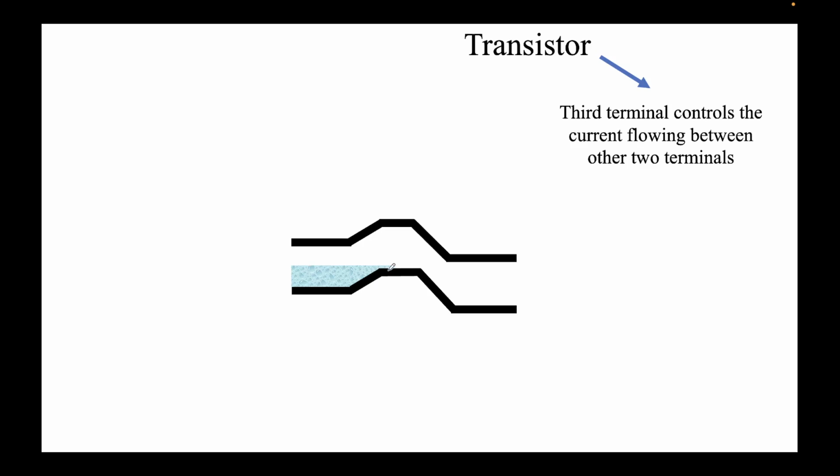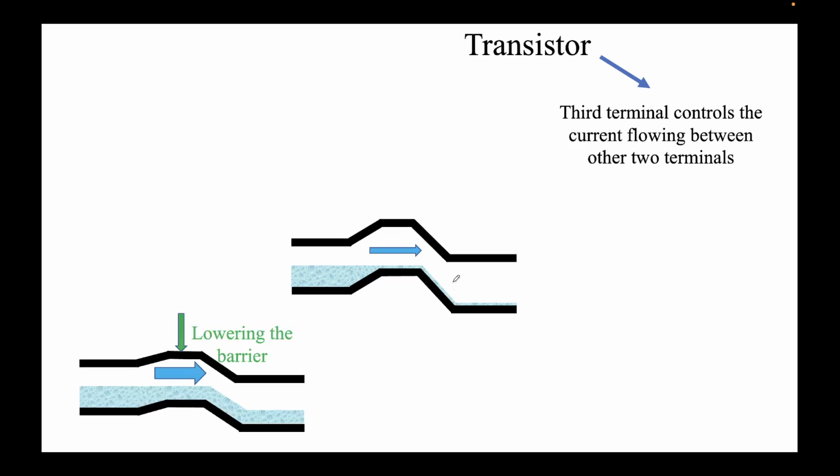Okay. So now if I let the system run, what's going to happen? You can see some amount of water is flowing from left to right, despite there being a huge potential difference between the two. So what essentially is happening is that this third terminal is controlling the amount of current, or in this case water, flowing between left and right. So now let me do a different thing. Now I'll lower the barrier.